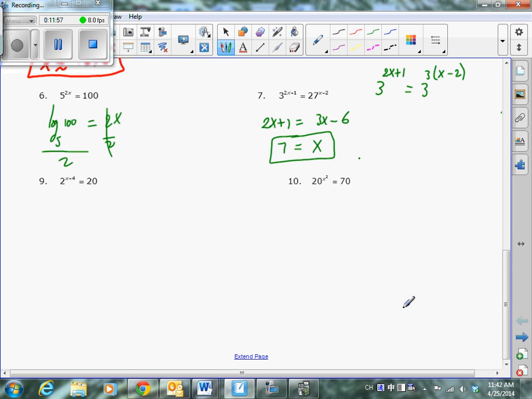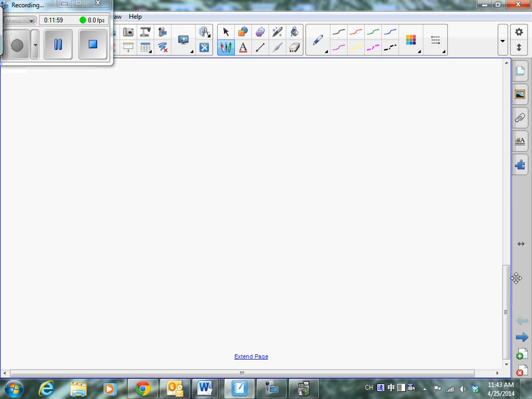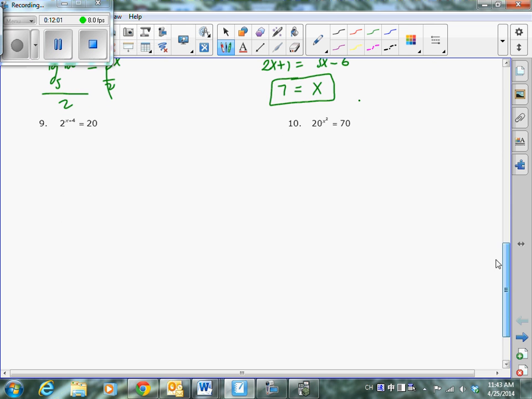Let's look at problem number 9. Problem number 9, we can easily do the drop the base and switch, right? No. Because there's no 2 power. So this is just log base 2 of what? 20 is equal to x plus 4, and all I have to do is subtract 4 from both sides. And I got my answer.